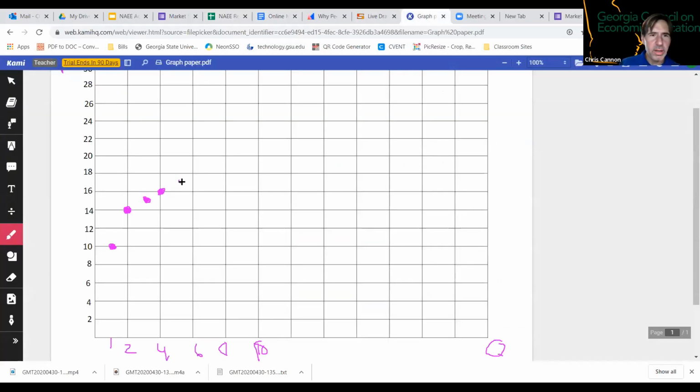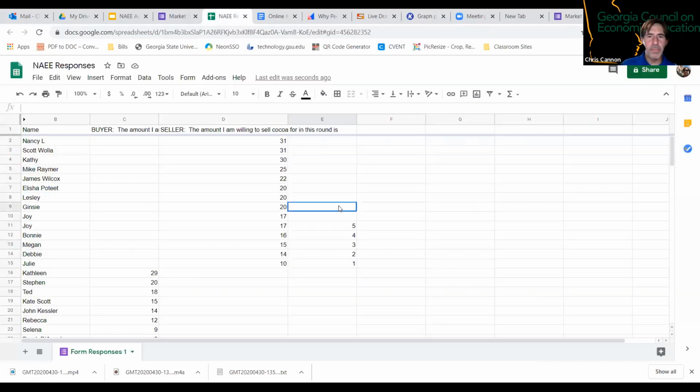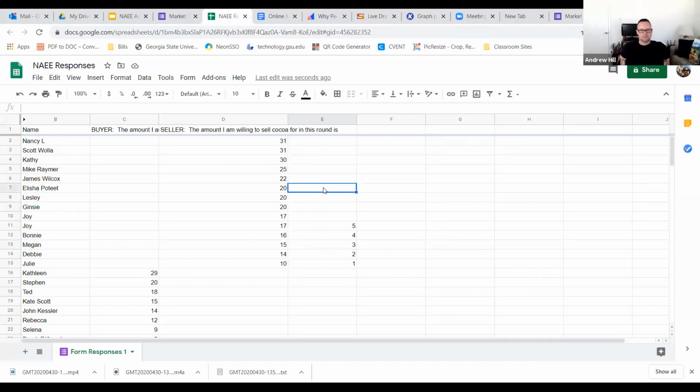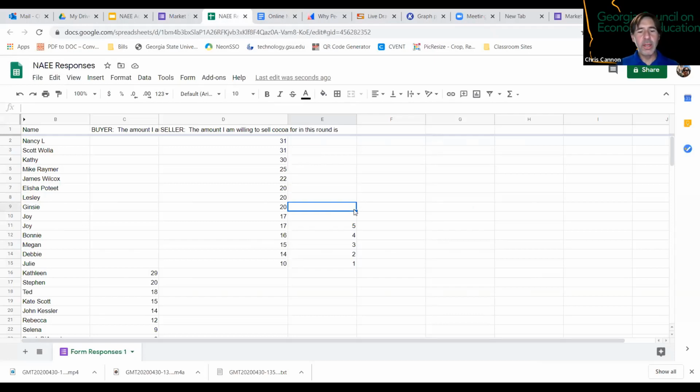17, there's my 5. And look what happens when we get to 20. Now at 20, is that Genzy? Genzy, am I saying that right? Genzy? Leslie's in, and Alicia, all 3 of them. So we don't go from 5 to 6. What do we go from 5 to 8 people are now interested in selling cocoa at $20, right?